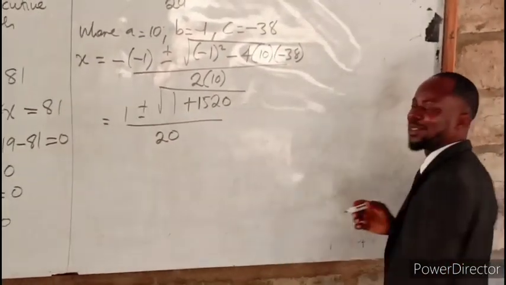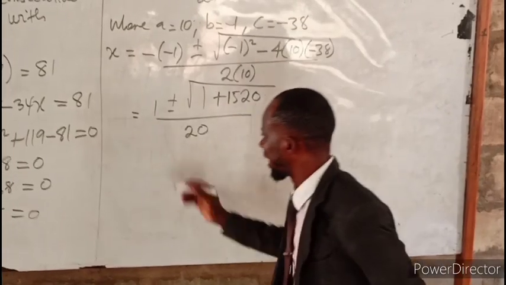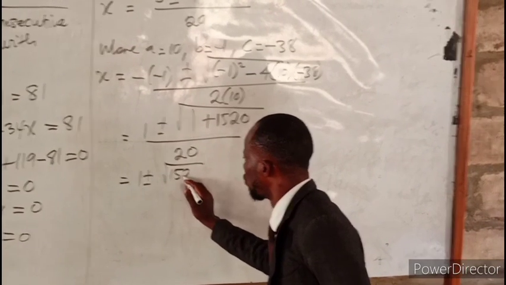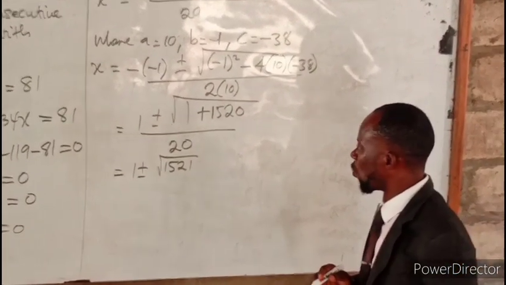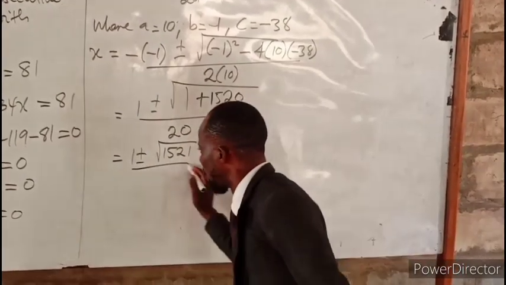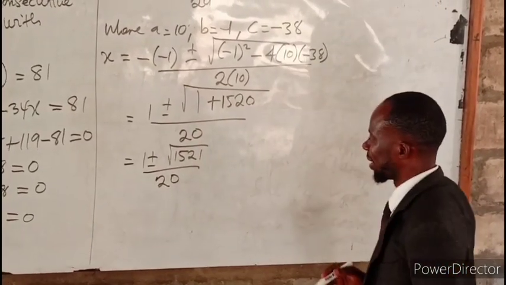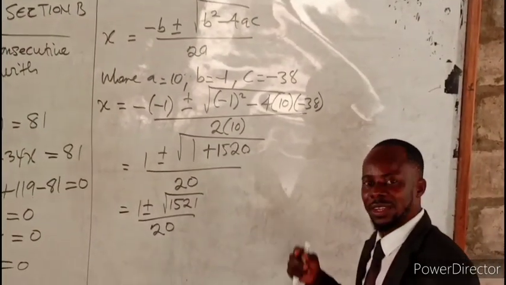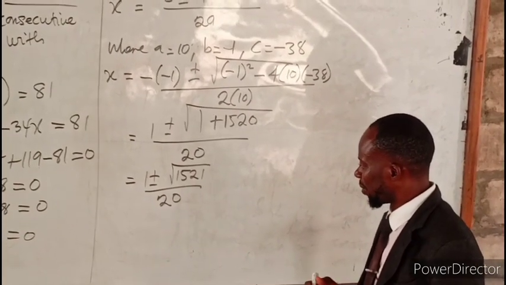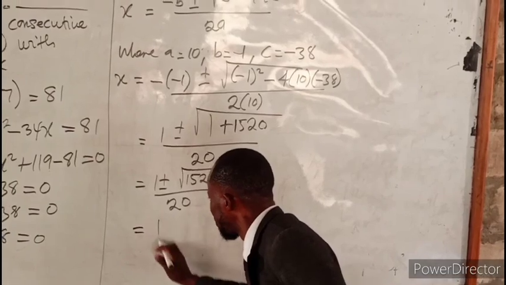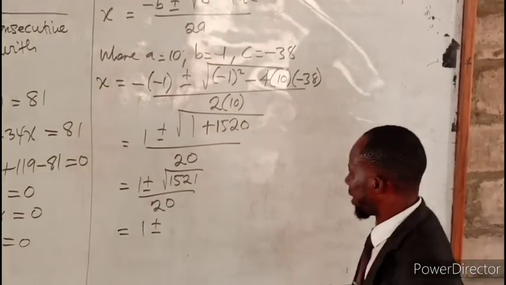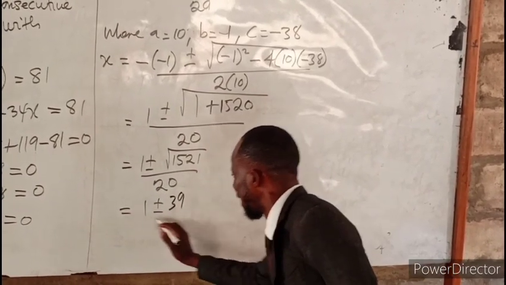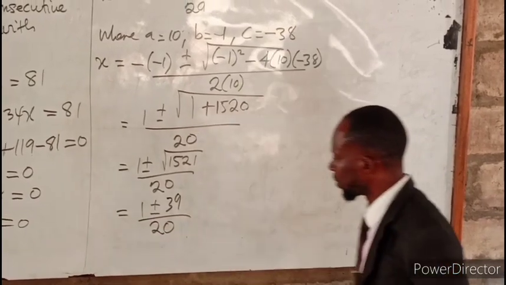Good. I'm sure at this place we can use the calculator, but let's still continue to add. What will I get? 1 plus or minus the root of 1521, all divided by 20. Now I need to know what value the root of 1521 would give me. That will give us, let's say, plus or minus 39. So I have 39 over 20.